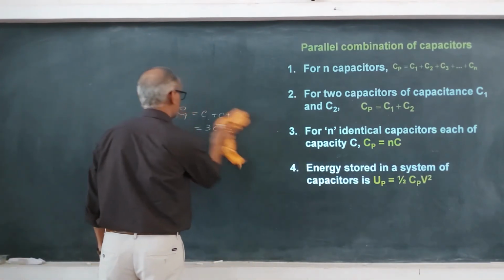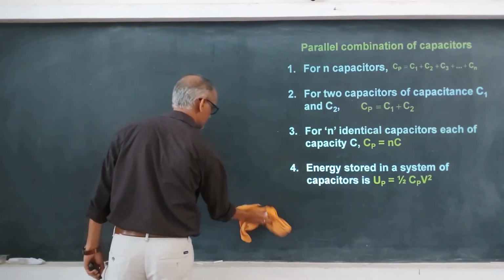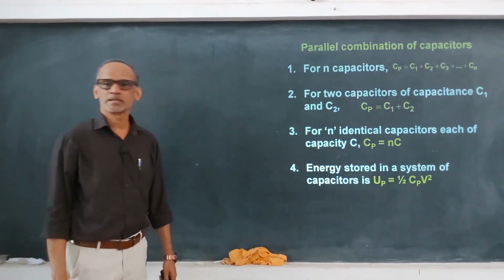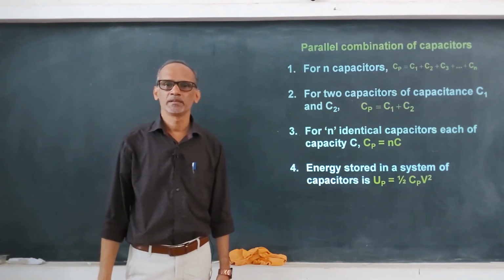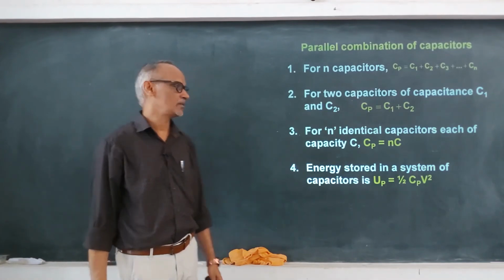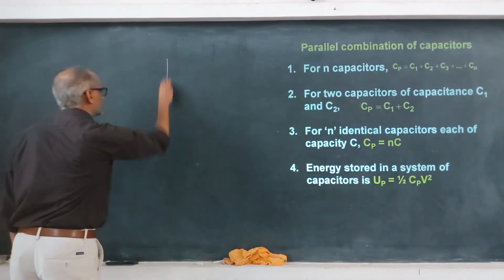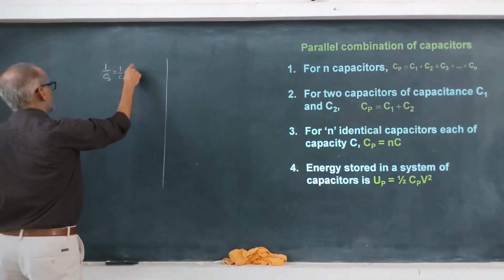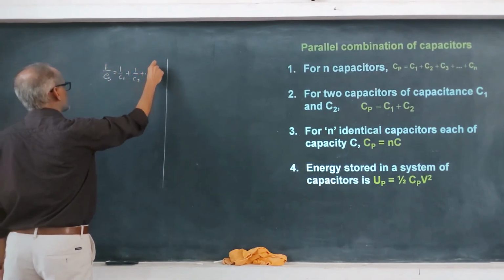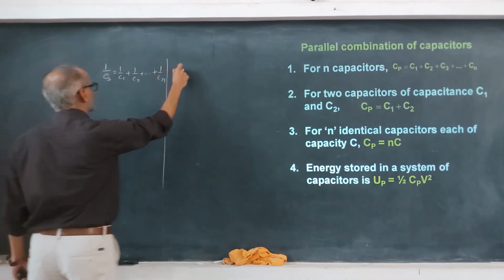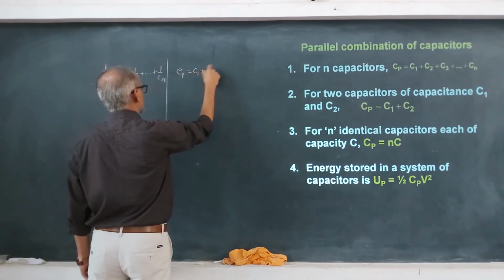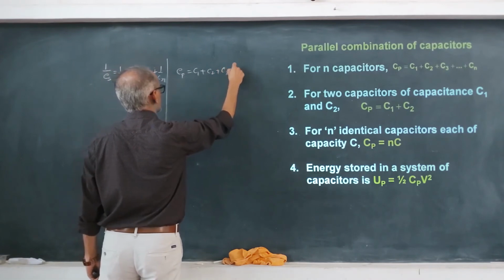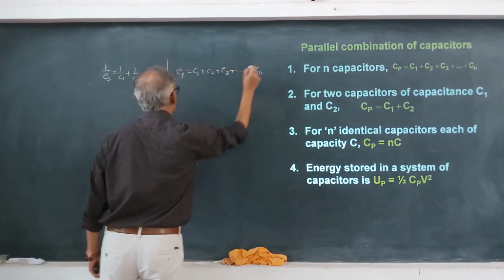Energy stored in the system of capacitors, Up, is equal to half Cp V square. So this is how we get the equation. So I'm going to write the comparison. 1 by Cs is equal to 1 by C1 plus 1 by C2 and so on plus 1 by Cn. Cp is equal to C1 plus C2 plus C3 and so on up till Cn.